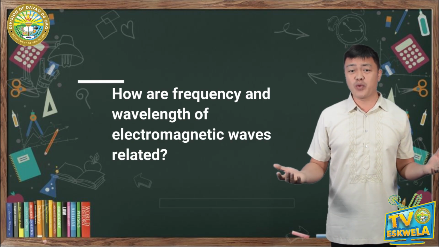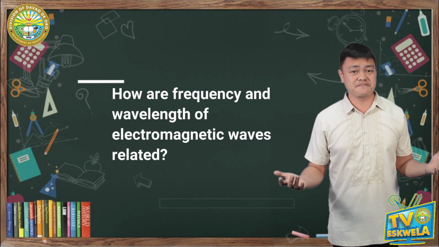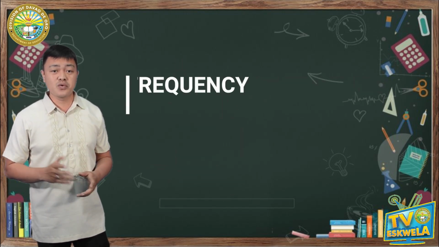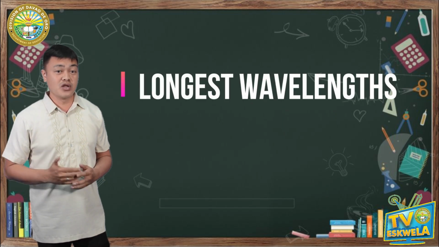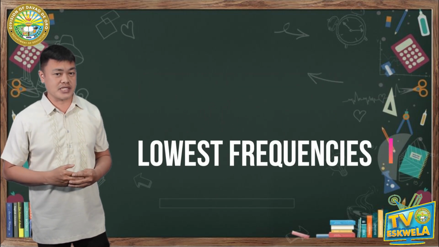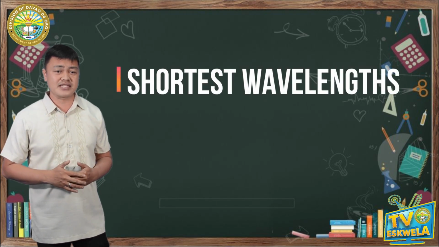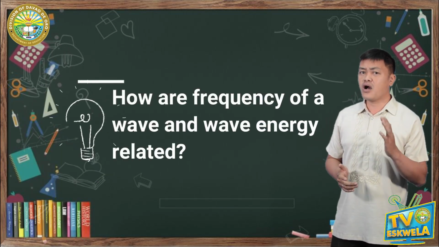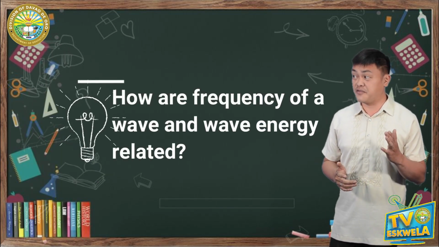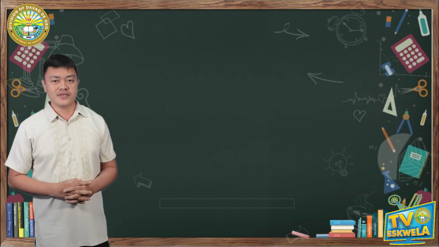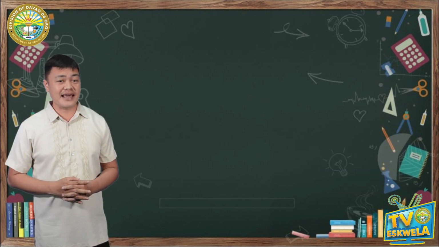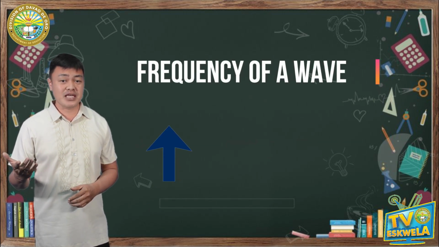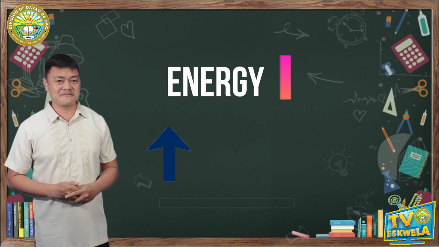How are frequency and wavelength of electromagnetic waves related? As the wavelength of an electromagnetic wave decreases, the frequency of the wave increases. Waves with the longest wavelengths have the lowest frequency. Waves with the shortest wavelengths have the highest frequencies. How are frequency of a wave and wave energy related? The amount of energy carried by electromagnetic waves increases with frequency. The higher the frequency of a wave, the higher its energy.